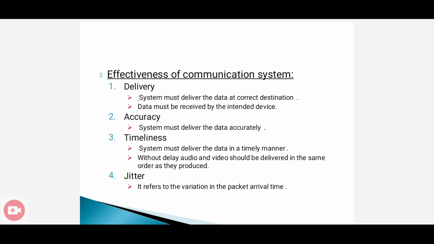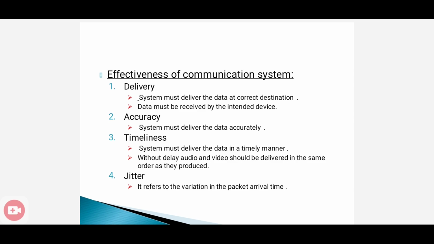For analyzing the effectiveness of a communication system, we have four parameters. First parameter delivery, second parameter accuracy, third parameter timeliness, and fourth one jitter. Which are they? One is delivery, second one accuracy, third one timeliness, and fourth one jitter. Now we can discuss each one of the parameters.